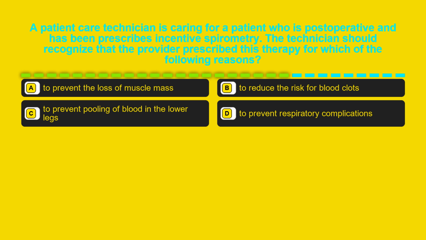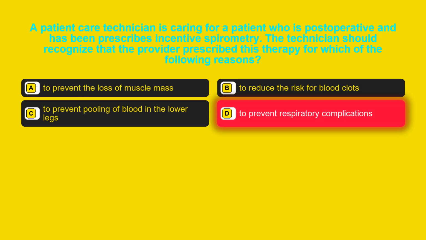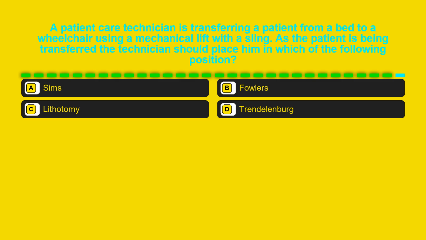Question 47. A patient care technician is caring for a patient who is postoperative and has been prescribed incentive spirometry. The technician should recognize that the provider prescribed this therapy for which of the following reasons? Option A. To prevent the loss of muscle mass. Option B. To reduce the risk for blood clots. Option C. To prevent pooling of blood in the lower legs. Option D. To prevent respiratory complications. The correct answer is option D. To prevent respiratory complications. D. To prevent respiratory complications.